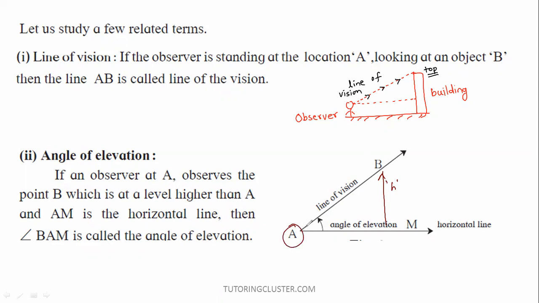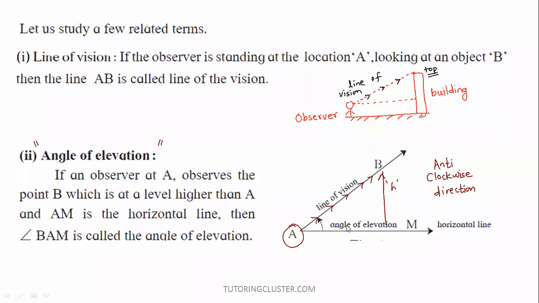Here is the observer. This will be your line of vision. If you observe the direction, in which sense is it? It is in the anti-clockwise direction. So the angle which is measured in the anti-clockwise direction is considered the angle of elevation. This B is elevated from the ground, it is at a certain height from the ground. That's why it's an angle of elevation. So this is the first concept.